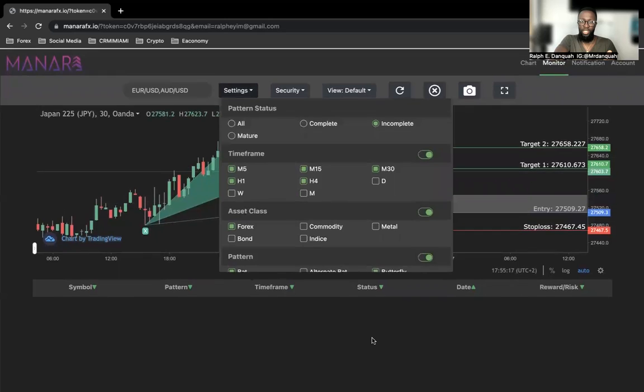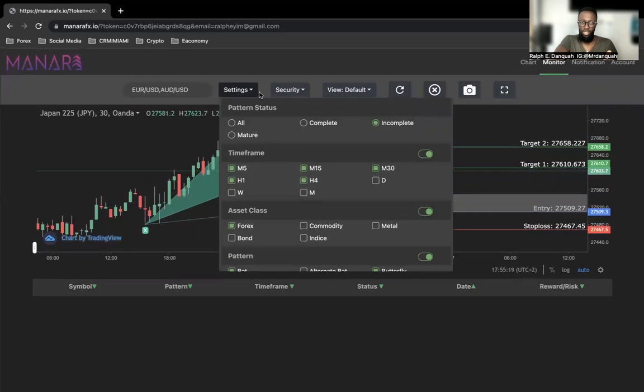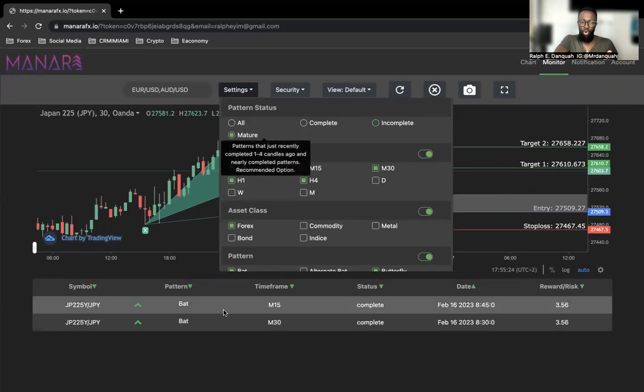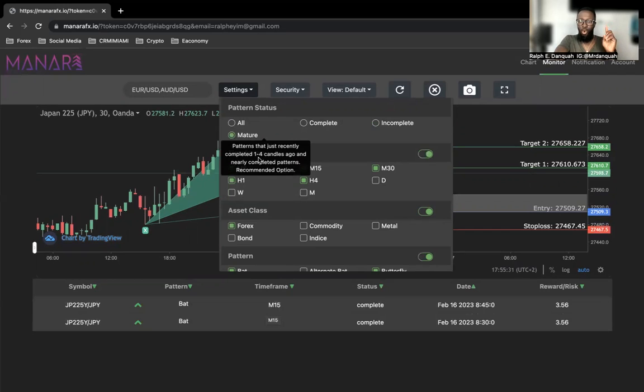Incomplete basically means that the market is not yet at entry. Again, incomplete means that the market is not yet at entry. Mature means that the pattern just recently completed, 1 to 4 candles ago, as you can see right here. Or patterns that are nearly completed are 4 candles until they reach the entry. Does that make sense?